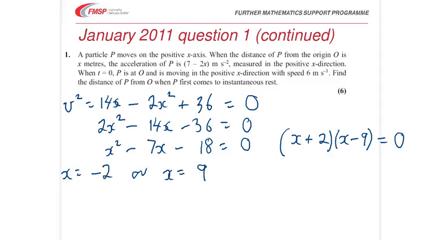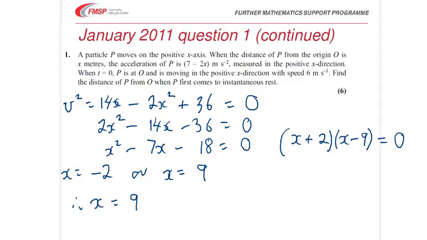And since it was going in the positive x direction with speed 6, and the acceleration over this first period is positive, the one we want is x is 9. It can't be x is minus 2. So, therefore x equals 9.